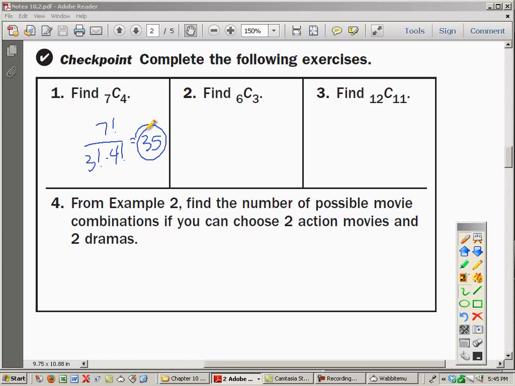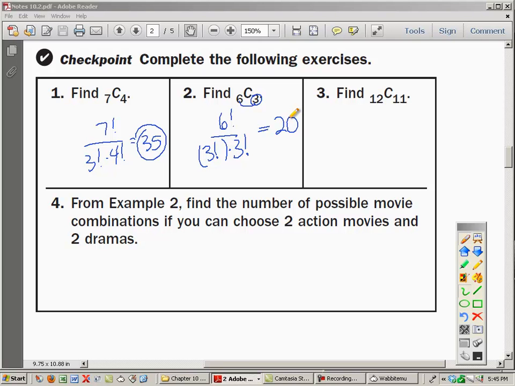All right, this one becomes 6 factorial, because again, 6 total choices. Now, the first one is 6 take away 3, which is 3 factorial times 3 factorial. Okay, so n minus r is the same thing as r in this case, because 6 take away 3 is 3. All right, and this one comes out to 20 choices.